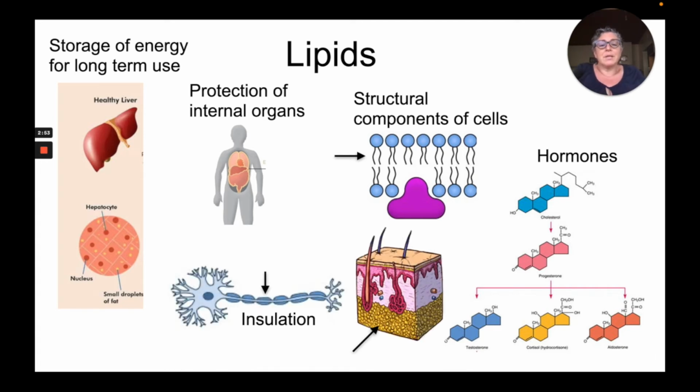And finally, we have insulation. Now, the insulation can be on a cellular level, such as on a neuron. When we learn more about coordination and response, we will learn more about why the cell has insulation on it. And also, our mammalian bodies have a layer of insulation directly under the skin. Again, when we talk a little bit more about homeostasis and temperature control and our skin, we'll learn more about this layer of insulation. But all of these functions come from lipids.